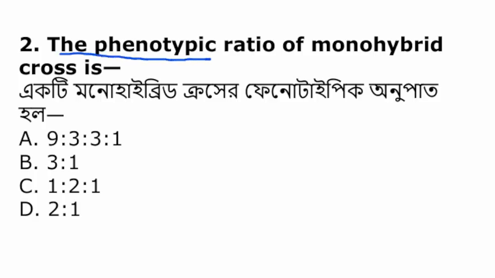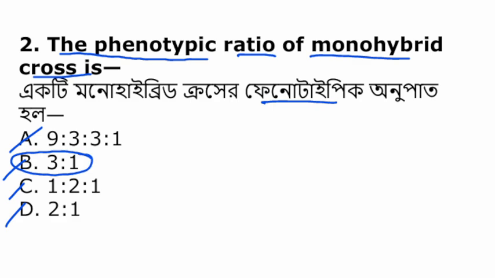The phenotypic ratio of monohybrid cross. Monohybrid cross এর যে phenotypic অনুপাতটা কত? 9:3:3:1, or 3:1, 1:2:1, or 2:1. So in case of monohybrid cross, the phenotypic ratio is 3:1.